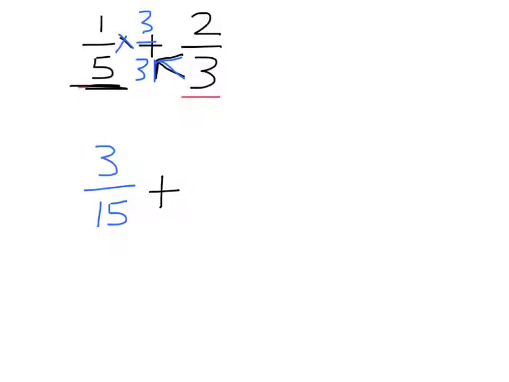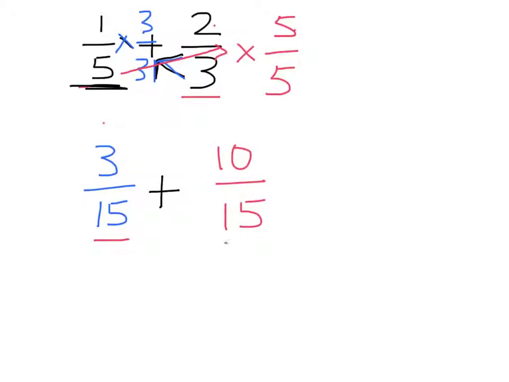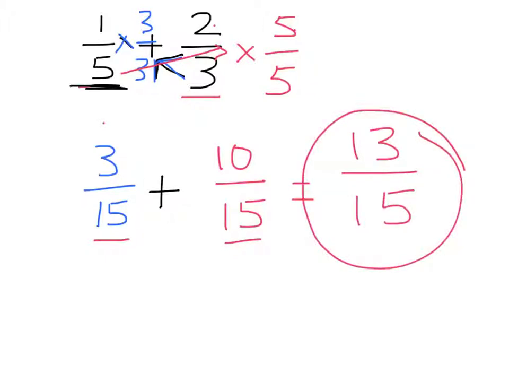Now my denominator here is 15, so to get it over there, I'm going to take that 5 and multiply over there, times 5/5. Multiply the top, 2 times 5 is 10, over 3 times 5 is 15. Notice the denominators are now the same, so on top I get 13, 3 plus 10. On the bottom, the 15 stays the same. I can't reduce it, so I have 13/15.